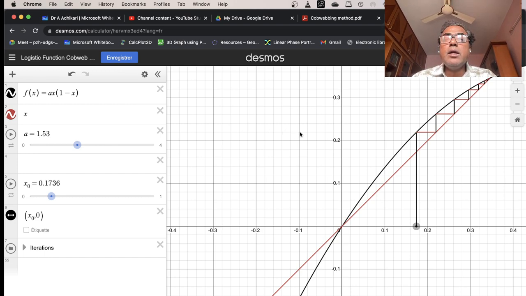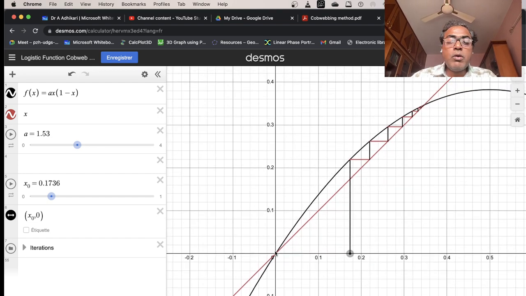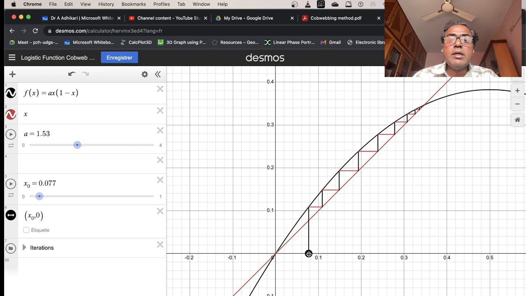When r is greater than 1, we get 2 equilibria: the origin, and this point K, the intersecting point K. So when r is greater than 1, here r equal to 1.53, we get 2 equilibria, this one and this one, K. If x0 is here, then by the cobweb diagram we get that K is a stable equilibrium. But if x0 is here, then we also get a stable equilibrium, when r equal to 1.53. But the origin is unstable, because the solution diverges from zero but converges to the equilibrium K.